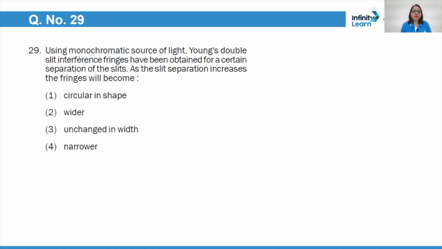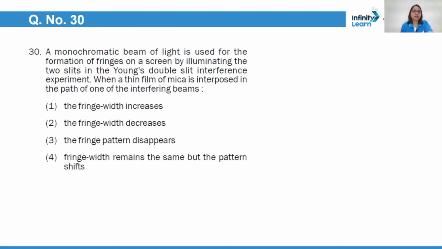Question number 29. Using monochromatic source of light, Young's double slit experiment fringes have been obtained for a certain separation of the slit. As the slit separation increases, the fringes will become narrower because fringe width is inversely proportional to slit separation. Question number 30. A monochromatic beam of light is used for the formation of fringes on a screen by illuminating the two slits in the Young's double slit interference experiment.